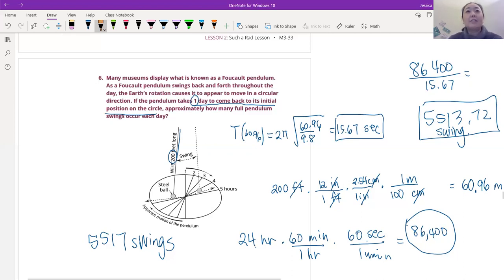Okay. So we're saying that if the pendulum takes 1 day to come back to its initial position, right? And so it looks like it comes back to where it started. About how many full pendulum swings occur each day?